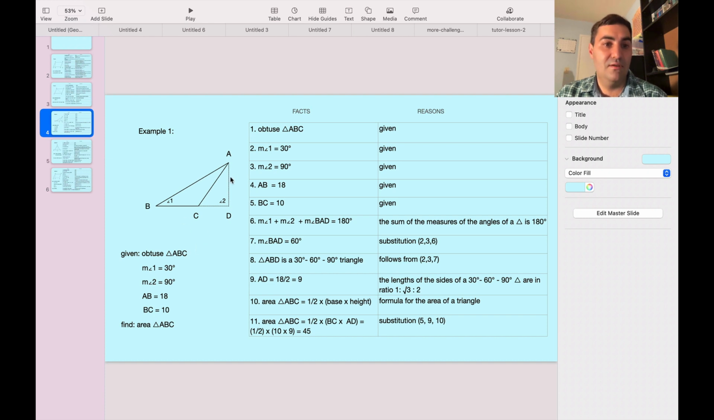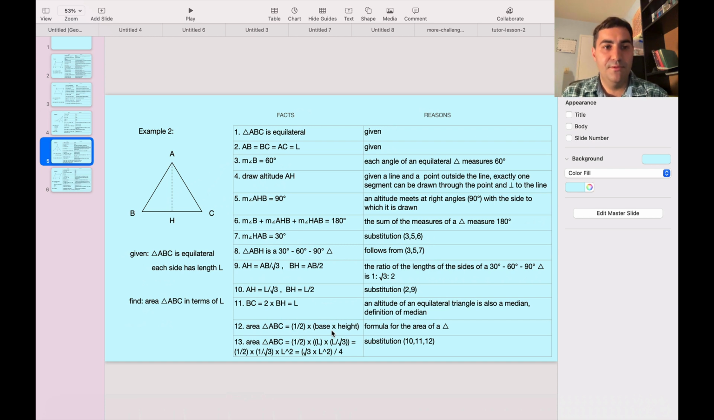So now we know the height of the triangle is 9, and we know the base is going to be the length of BC, not the length of BD, because we're only interested in this triangle here. So we can use the formula for the area of a triangle. Area of ABC equals 1/2 times base times height, and then we can substitute: area of ABC is 1/2 times the length of BC times the length of AD, and then you simplify to get 45.